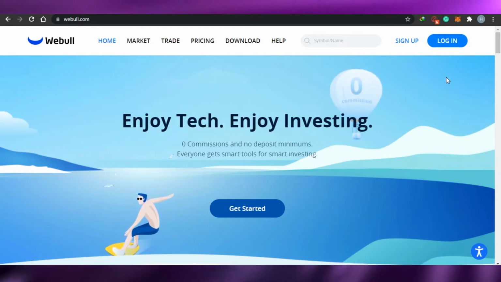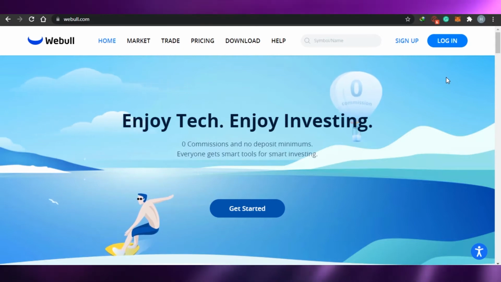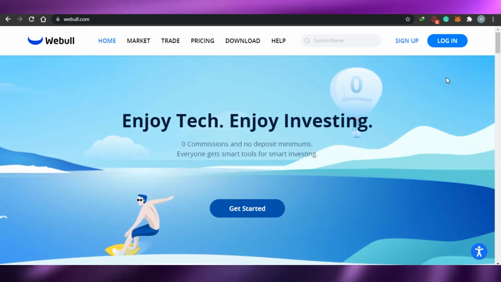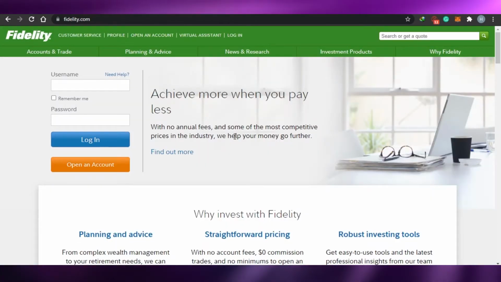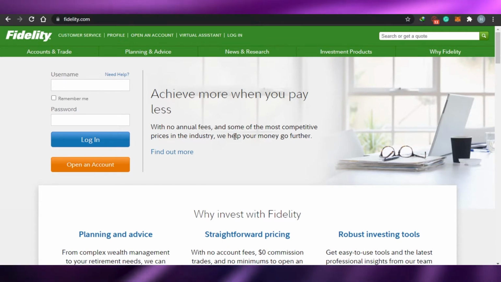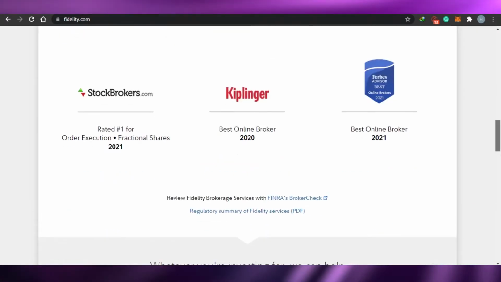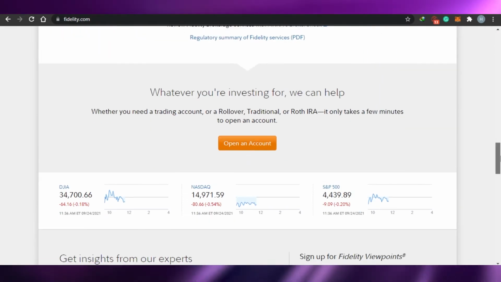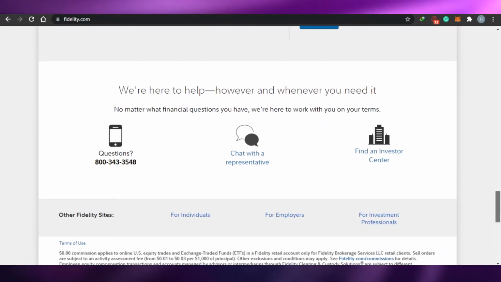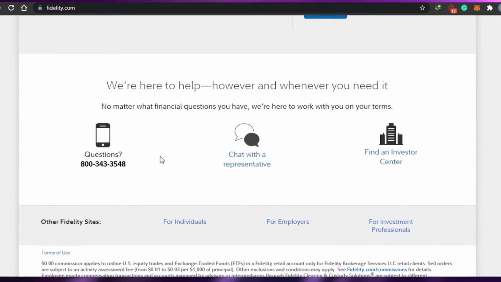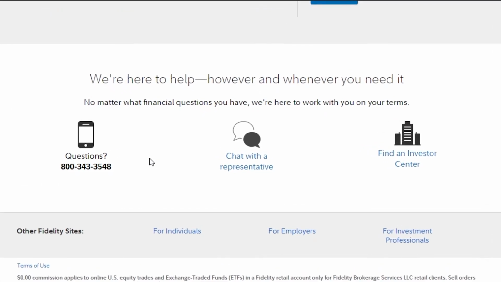Another argument that I would put out there to be very clear is that Fidelity has much better customer service as compared to WEBULL. And why I'm saying this, I will be telling you. Fidelity has better customer service because they are always there to help. You can see right here, we're here to help with questions. You can send your questions right away, chat with a representative and find an investor center as well. So as we look at customer service, I would say that Fidelity is much better than WEBULL.